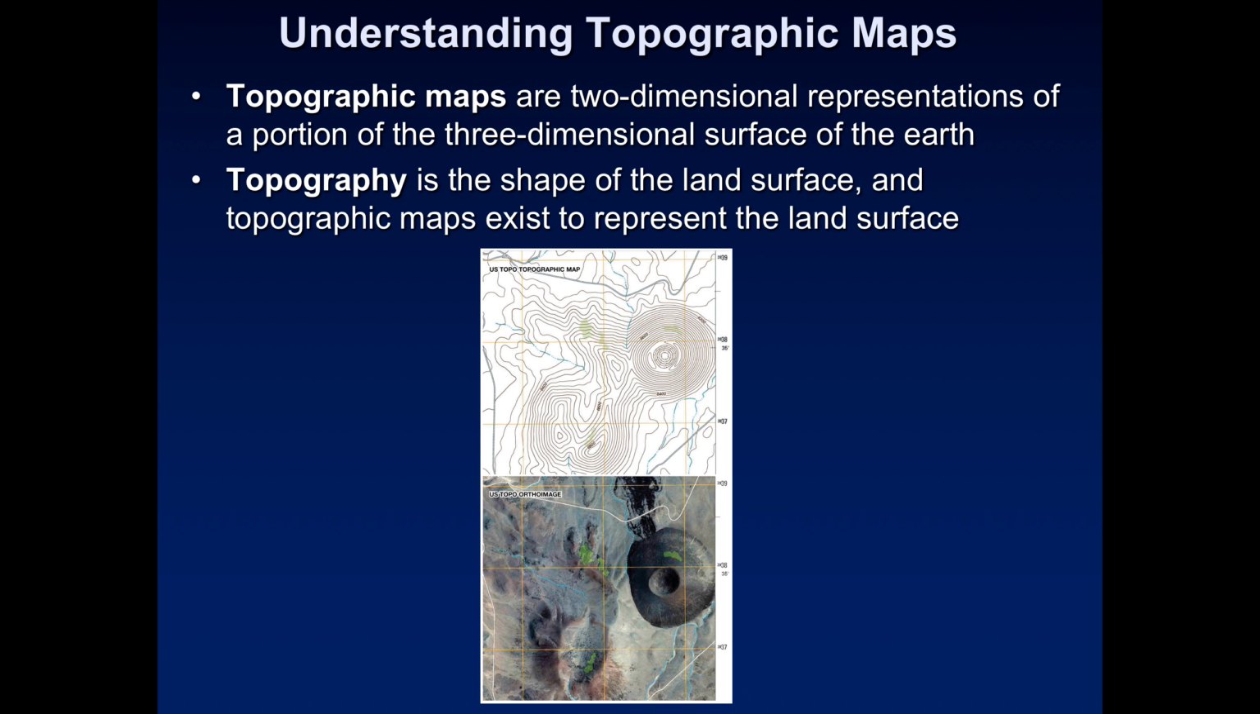Topographic maps are simply two-dimensional representations of a portion of the three-dimensional surface of the Earth. So what does that mean? Basically, how do we show the changes in topography or the changes in elevation on Earth just using a sheet of paper?